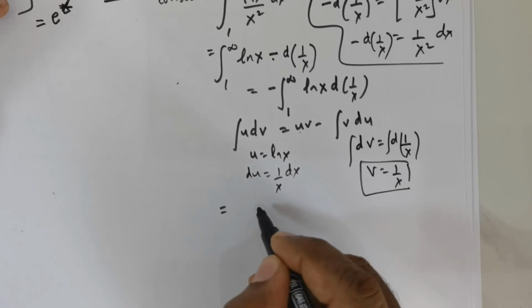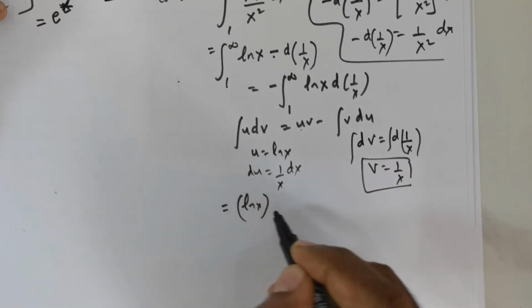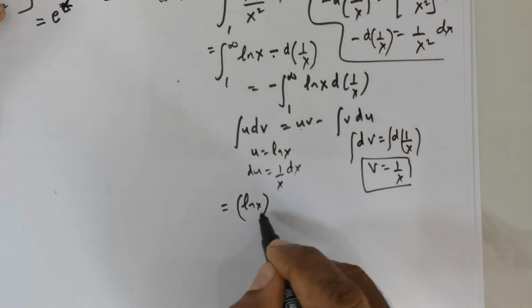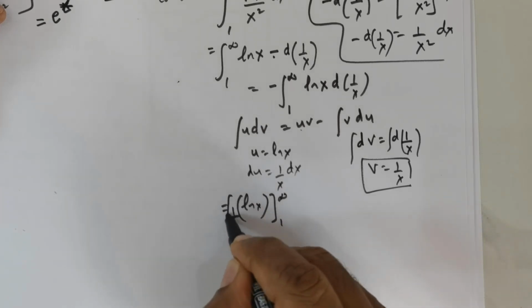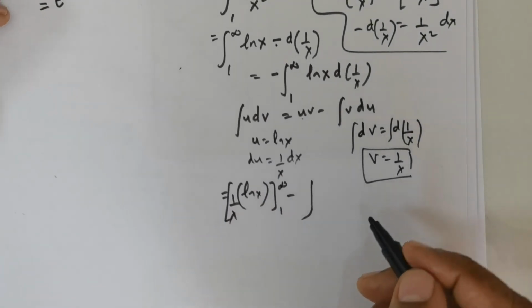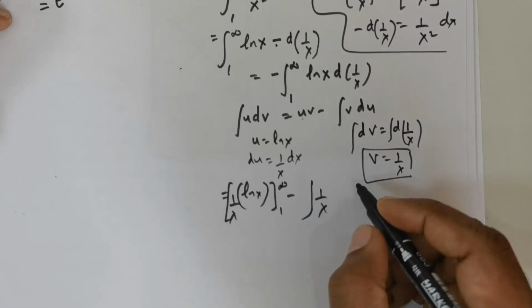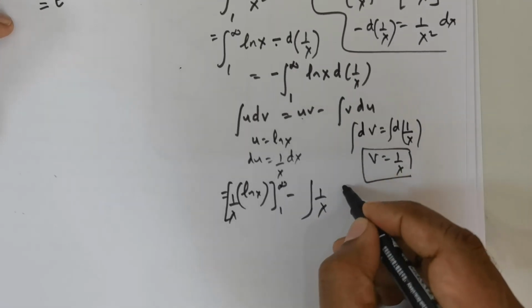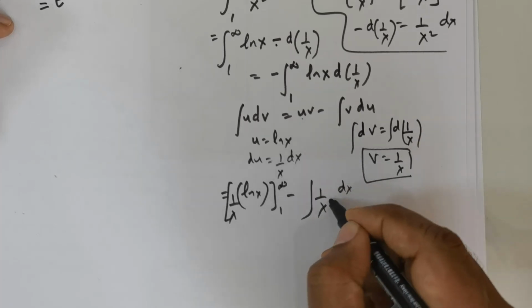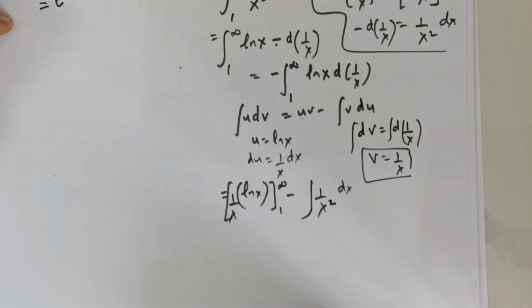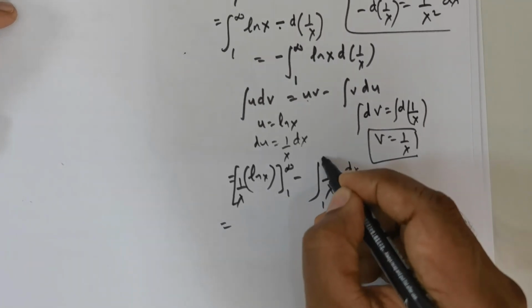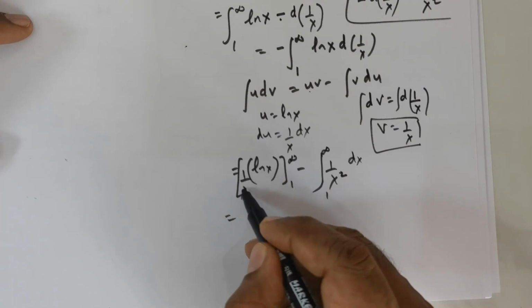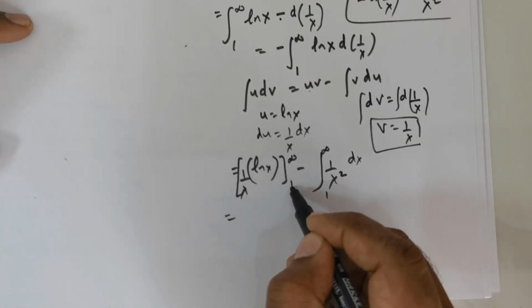Now substituting, u is ln x and my v is 1 over x. So I'm going to substitute 1 over x here. The limits are 1 to infinity. Negative integral, my v is 1 over x, my du is dx over x, so that's going to be x squared, right? So this is what we are getting. Now we will have to integrate this, with limits 1 to infinity. I substitute the upper limit, 1 over infinity is 0. I substitute the lower limit, ln 1 is 0.